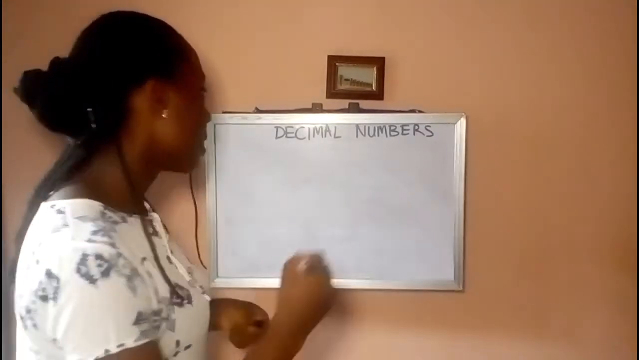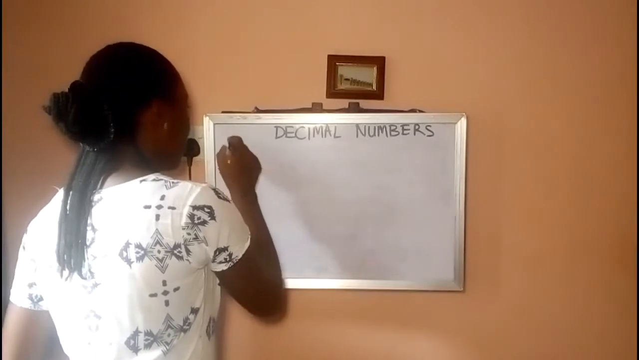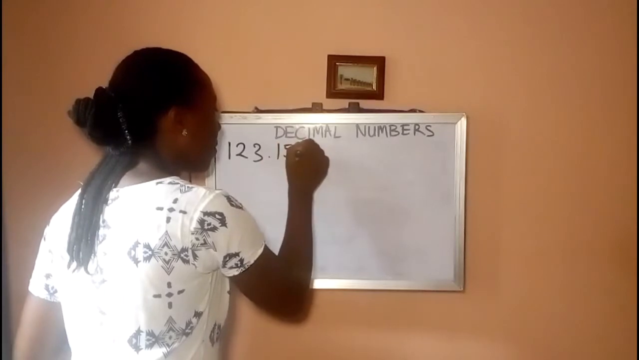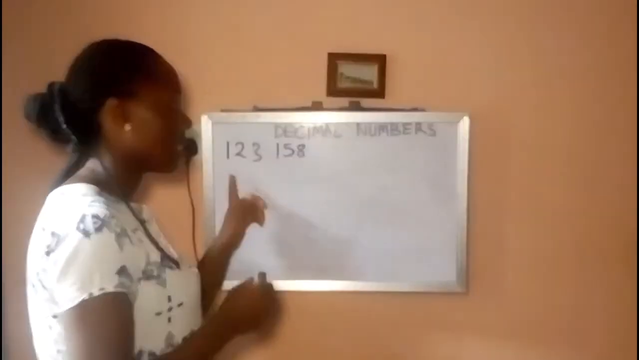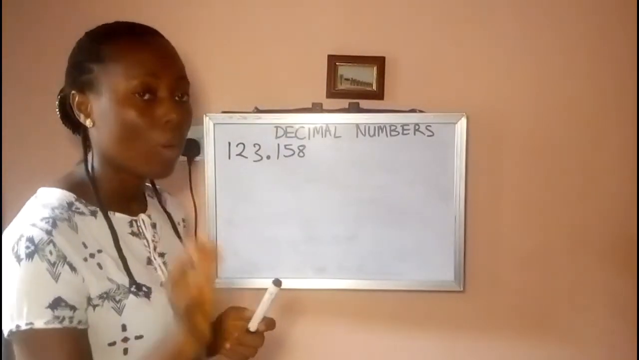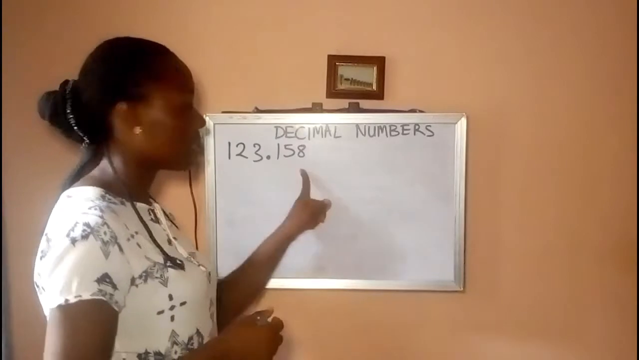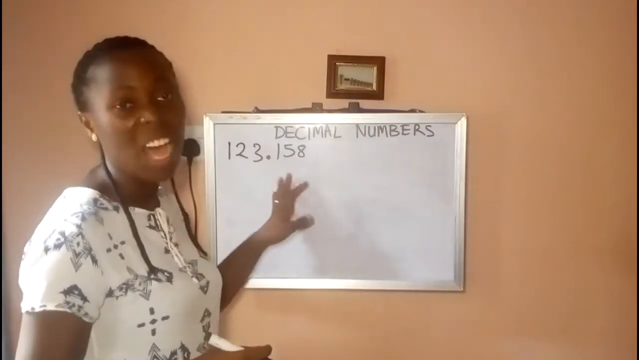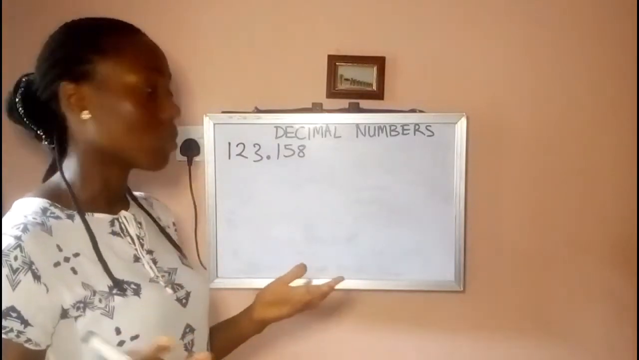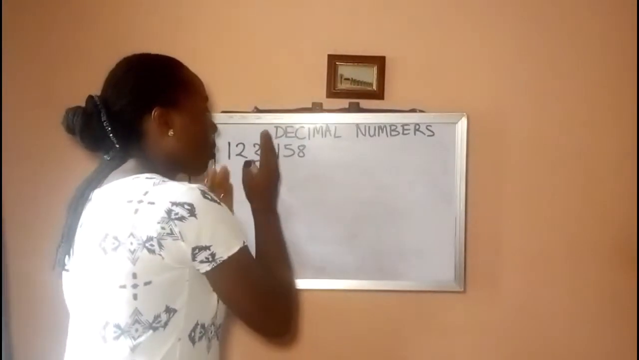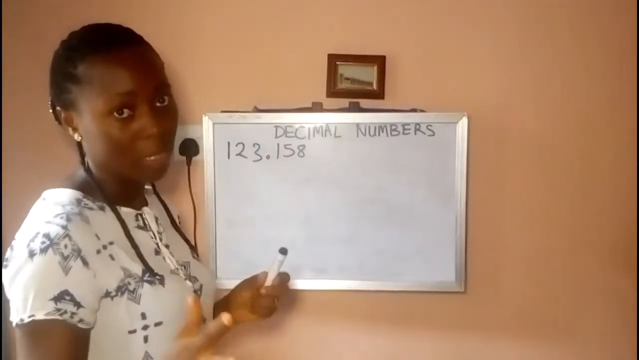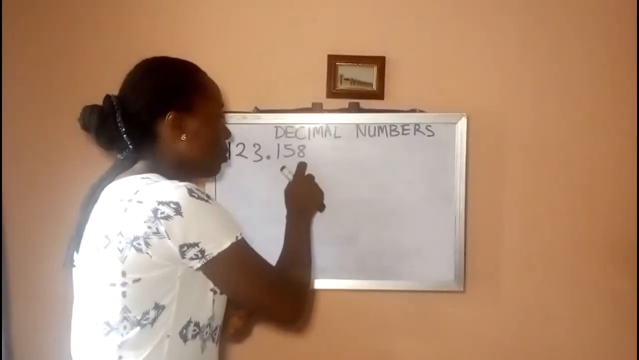Alright, now in this number, let's see, 1, 2, 3, 1, 5, 8. What makes this a decimal number? Because of this, which we call a decimal point. Now if I'm given this number and I'm told to find out how many decimal places are in this number, how will you find it out? You simply say the digits behind the decimal point are the decimal places. Let's see, 1, 2, 3.